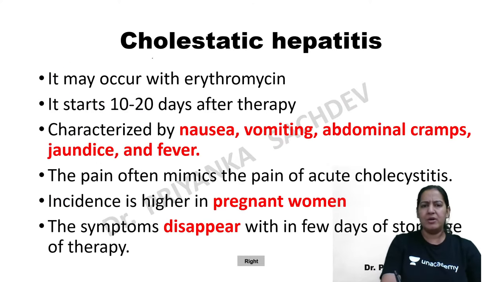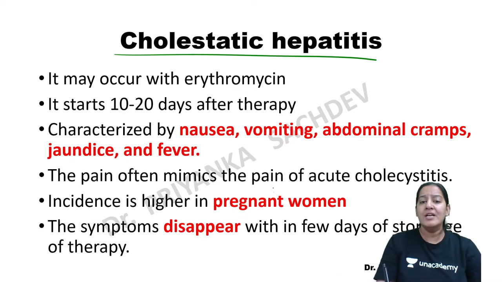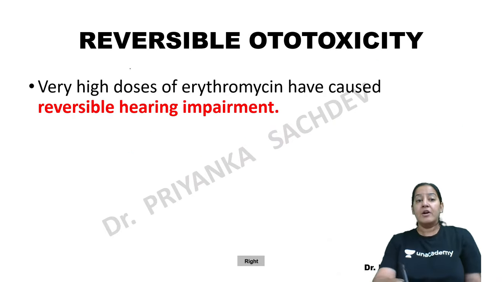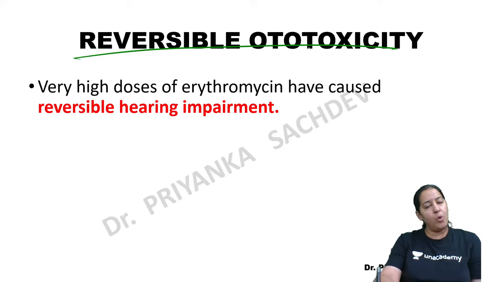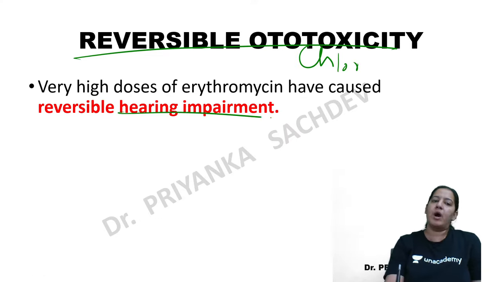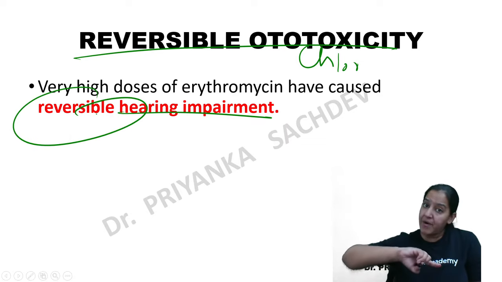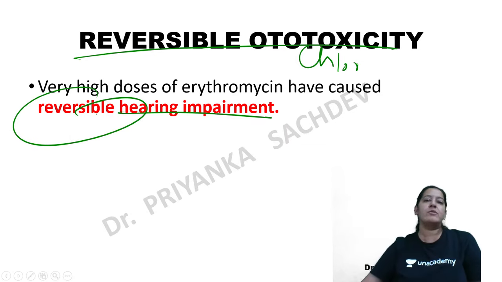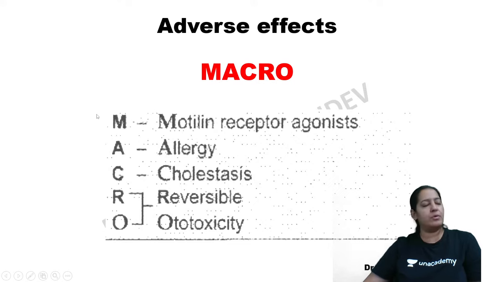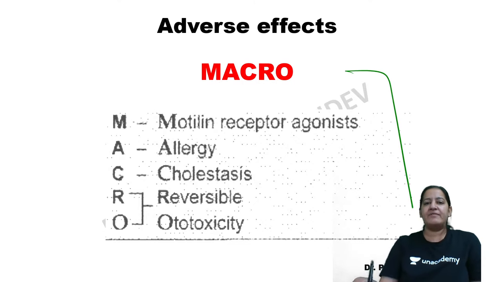Allergy, you know allergy. Cholestasis is jaundice, as I have told you. It can especially occur in pregnant females. Reversible ototoxicity is only cochlear. It is not vestibular. Only hearing impairment will occur, and that too reversible, in contrast to aminoglycosides, in which irreversible cochlear damage occurs. So these are the adverse effects, MACRO.